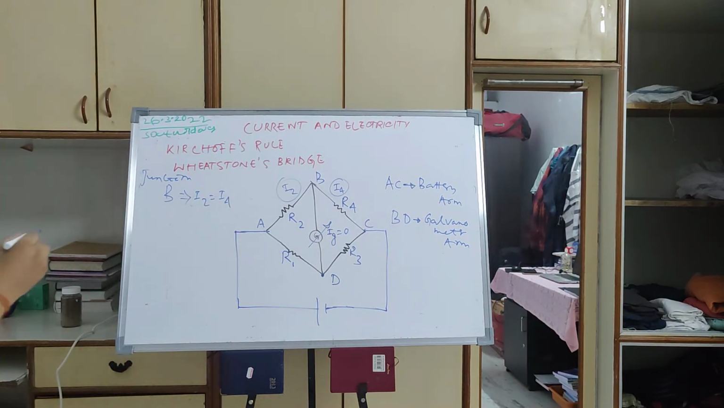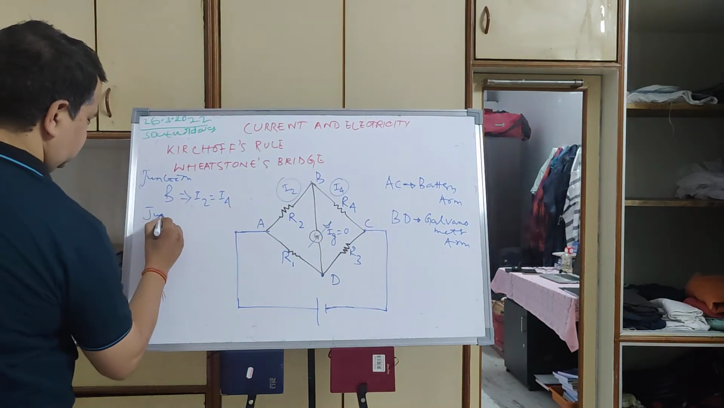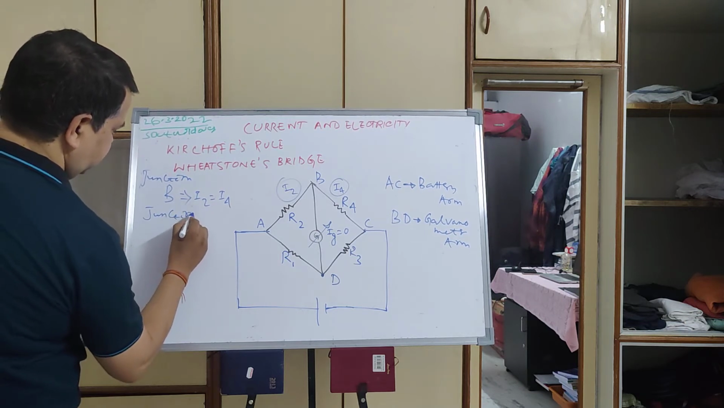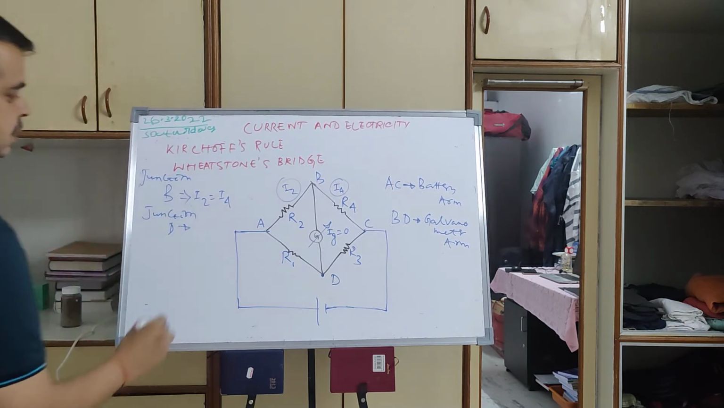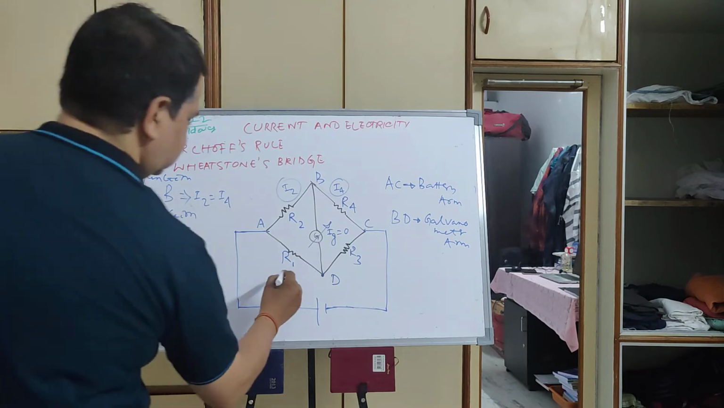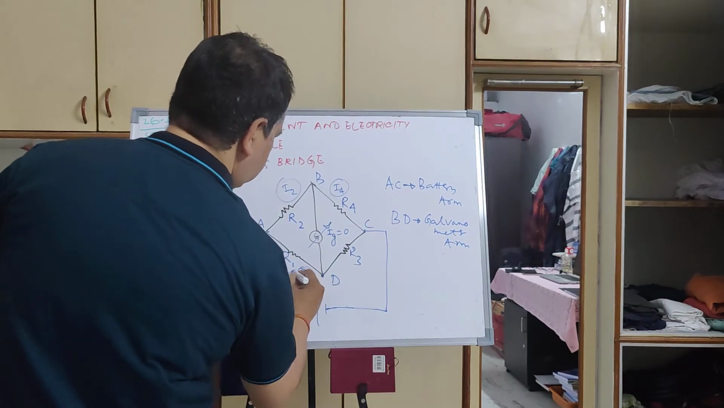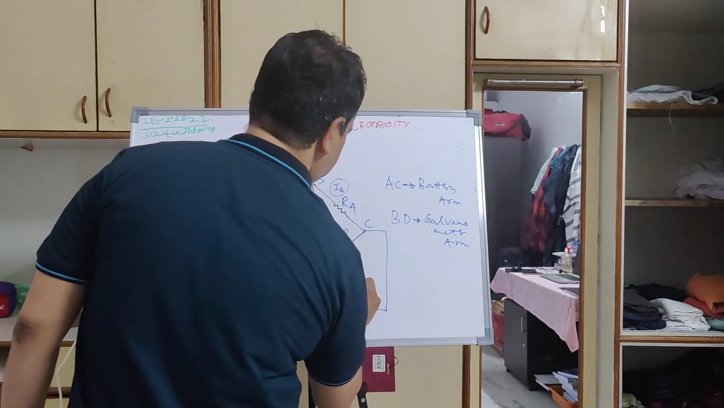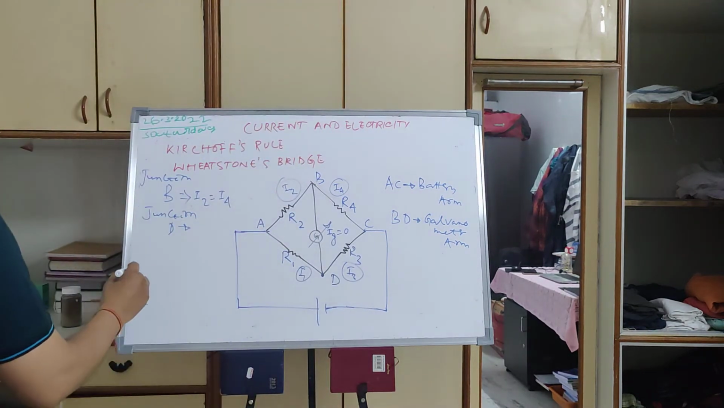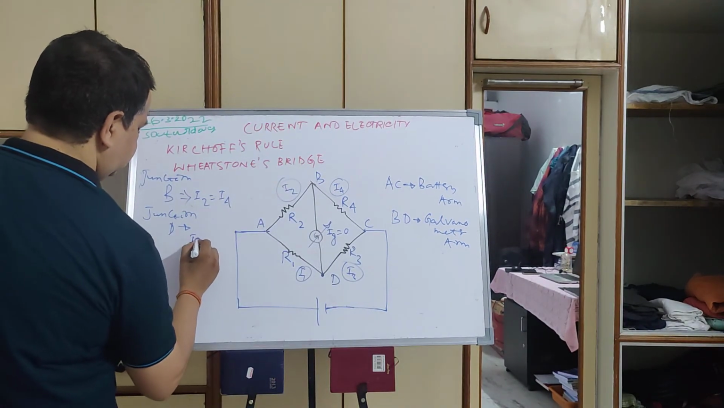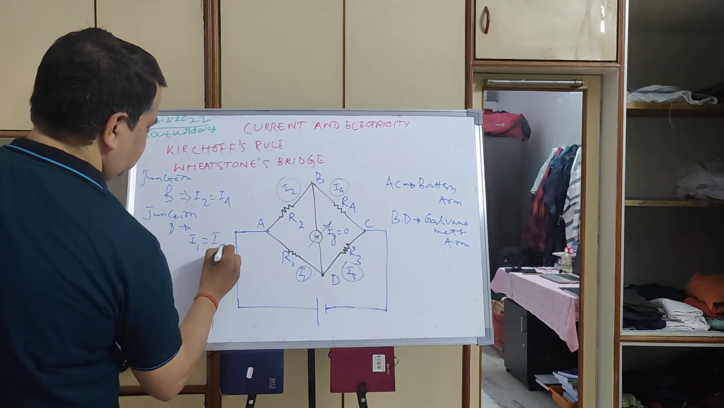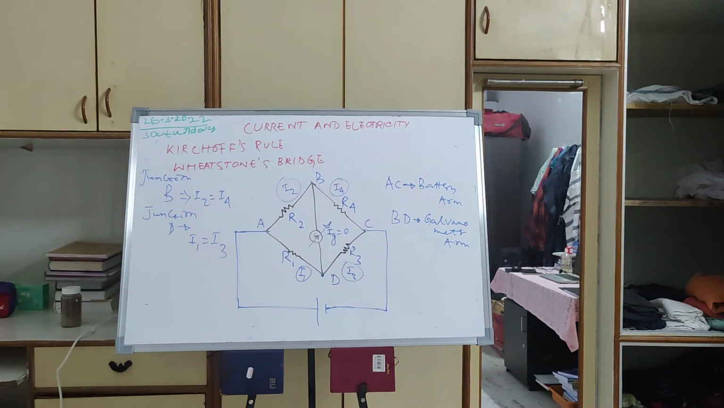Similarly, at junction D, let us say this is I1 and this is I3. So I1 is equal to I3. This is another junction. I1 is equal to I3.